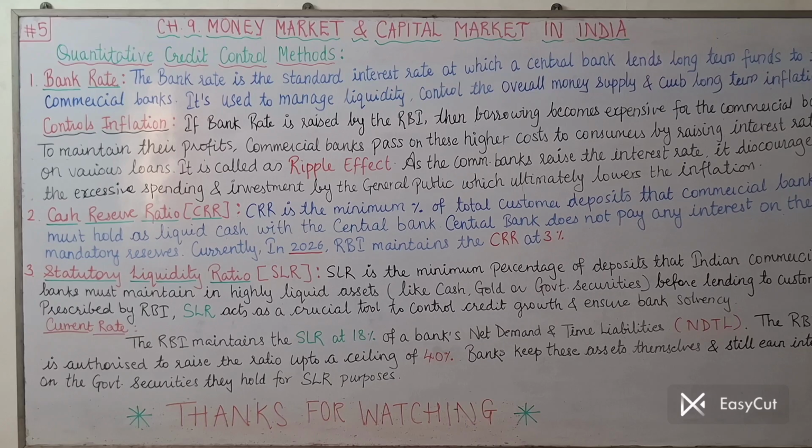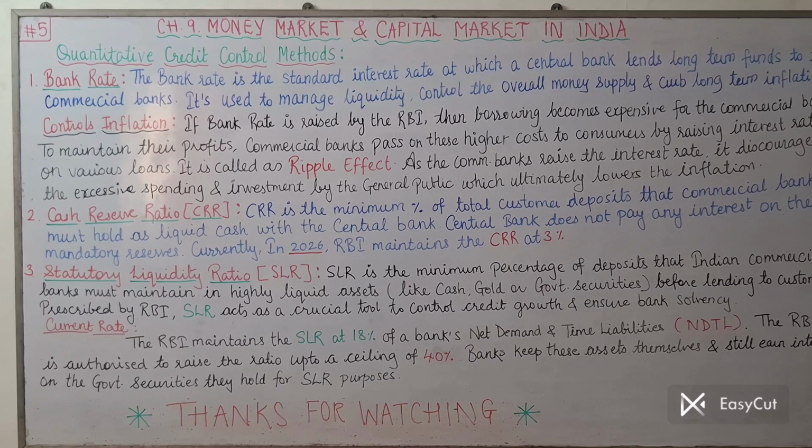The RBI is authorized to raise the ratio up to a ceiling of 40%. That means if required in the economy, the RBI may raise the ratio even up to 40%. Banks keep these assets themselves. In the case of CRR, commercial banks have to deposit that amount with the RBI, whereas in the case of SLR, these assets are kept with the banks themselves and they still earn interest on the government securities they hold for SLR purposes. I hope you are getting the logic behind it.